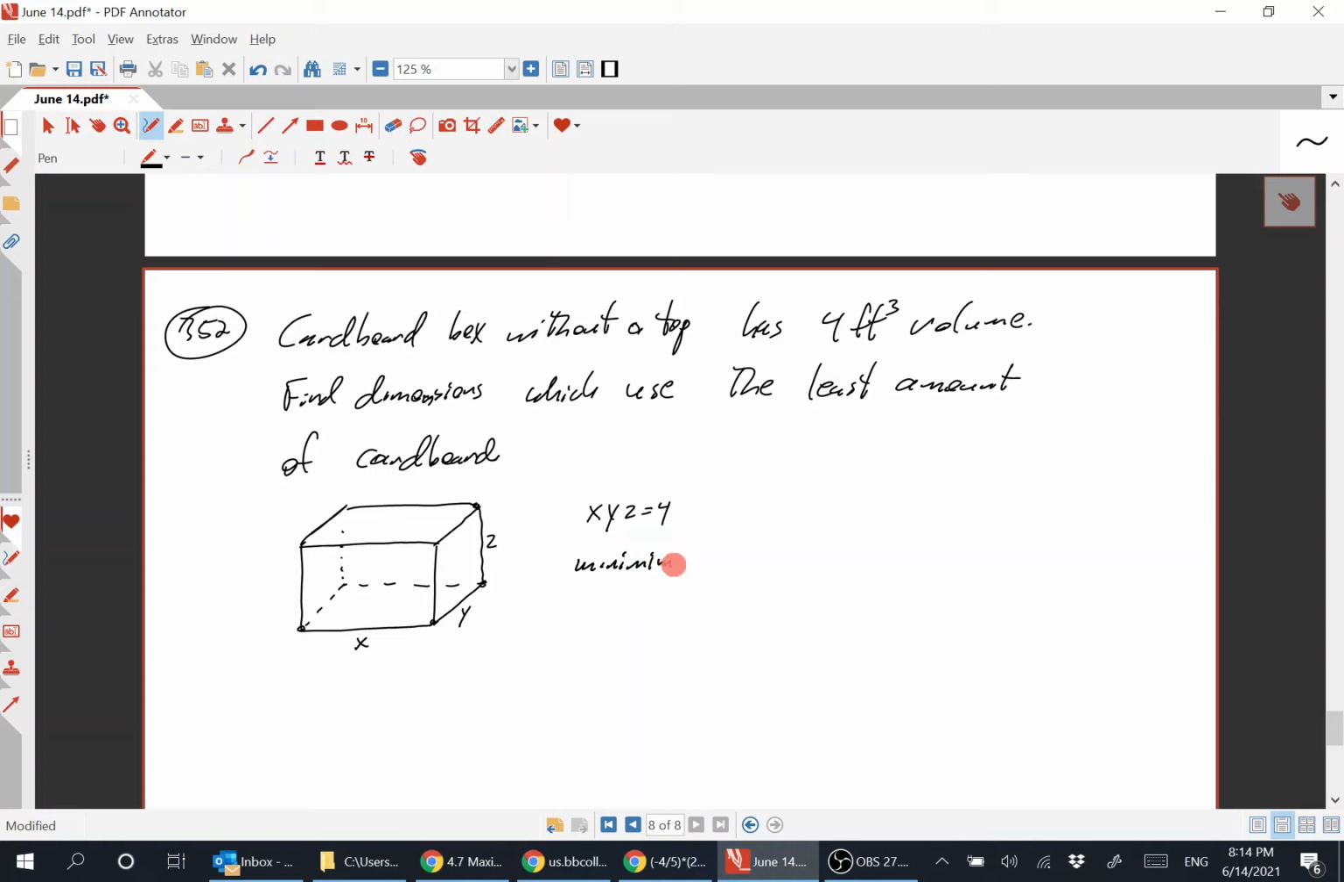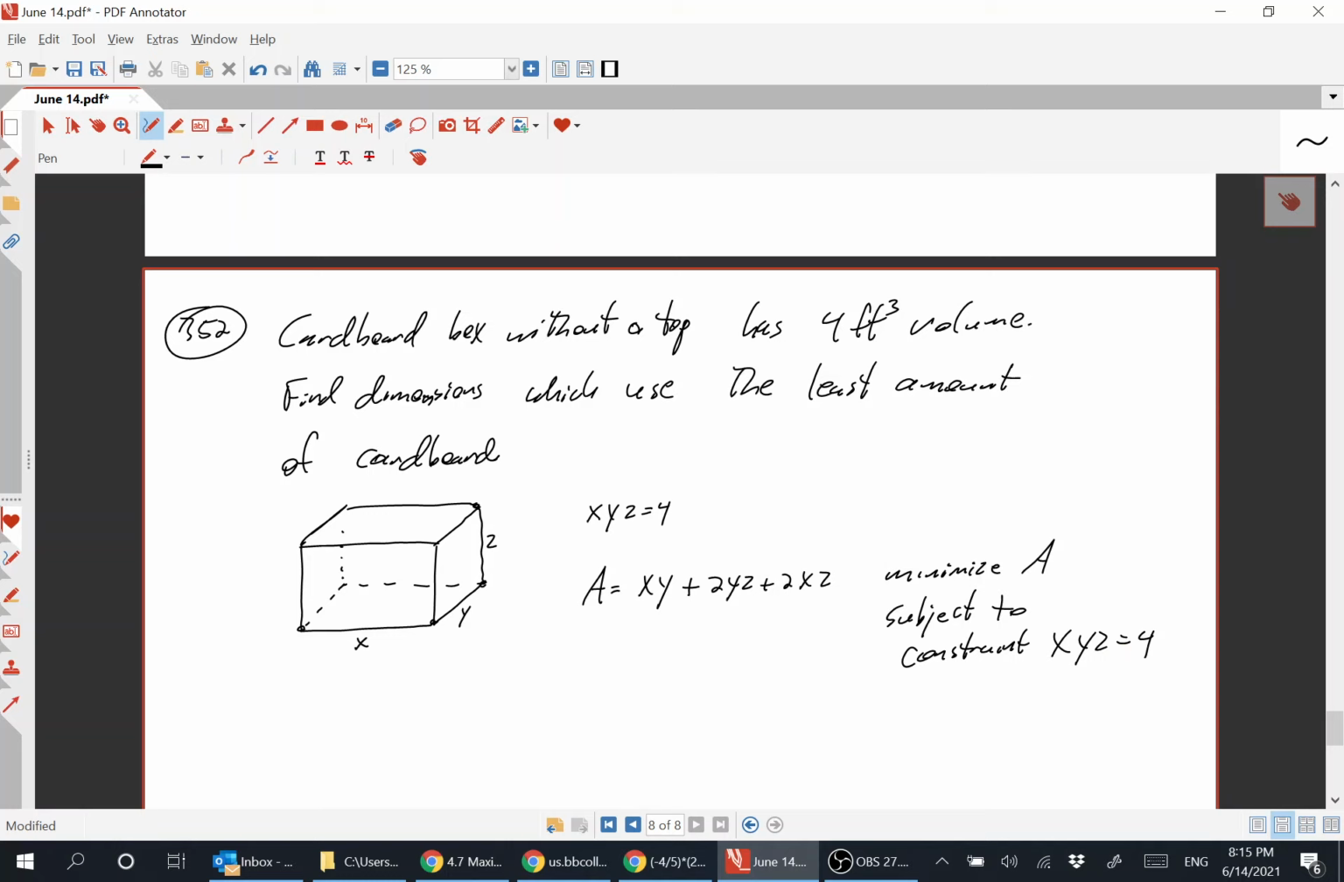So minimize the surface area, which is the amount of cardboard used. So the surface area is equal to what? Well, it's xy for the bottom, plus 2yz for the left and right, plus 2xz for the front and the back. So you want to minimize A subject to the constraint xyz equals 4.